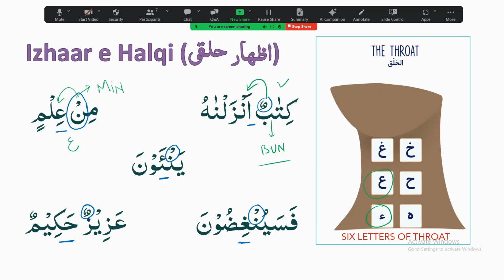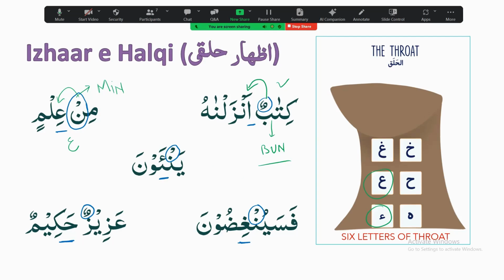Let's see the next example here, sisters, of yan auna. In this example, you see a noon sakin which I have marked here. After the noon sakin, you see the letter hamza, which is from the 6 letters of the throat. We just keep it, yan auna. We don't do anything in this rule. We just see if there is a letter of the throat after noon sakin or tanween or not.